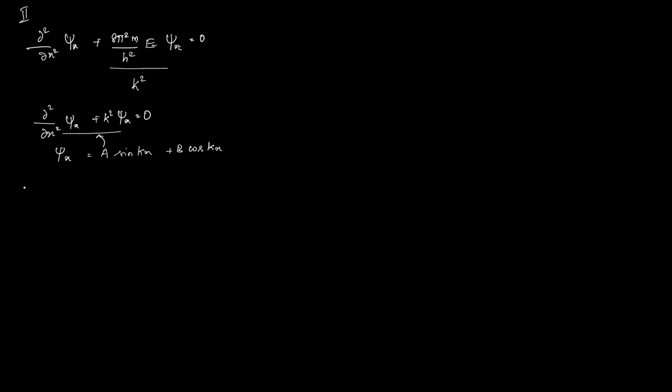Okay, so if you substitute, this is going to be equal to d square by dx square into psi of x, that means a sin kx plus b cos kx, plus your k square and then your psi of x, which is a sin kx plus your b cos kx, which is going to be equal to 0. So if you simply take the derivatives, we need to take two derivatives. So we'll take the first derivative.